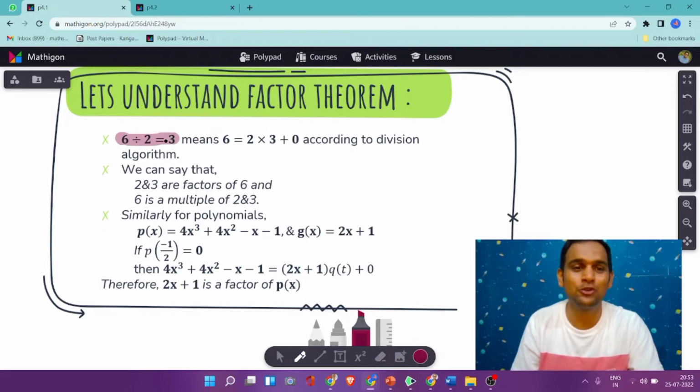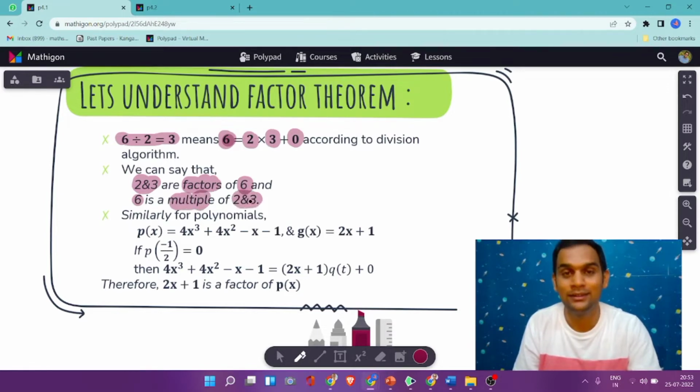Suppose I have 6 divided by 2, obviously it is 3. If I have to write it in division algorithm form, dividend is equal to divisor multiplied by quotient plus remainder, and the remainder is 0. So according to this, 2 and 3 are factors of 6 and 6 is a multiple of 2 and 3. I hope that makes a lot of sense. Similarly, for polynomials, what do we have?